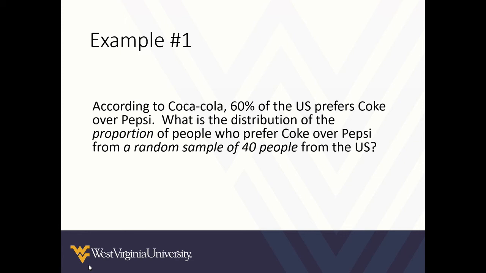So let's take a look at our first example. According to Coca-Cola, 60% of the US prefers Coke over Pepsi. What is the distribution of the proportion of people who prefer Coke over Pepsi from a random sample of 40 people from the US?